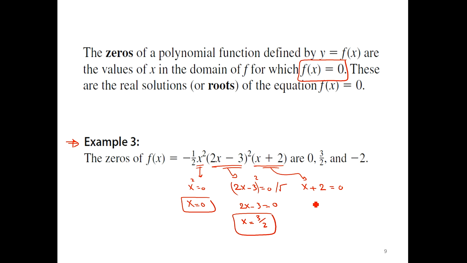Now here we have x equal negative 2 also, like this. So how many zeros of f of x? We have the 3 zeros, 3 values of x that make f of x equal 0. This is called the roots or zeros of a polynomial.